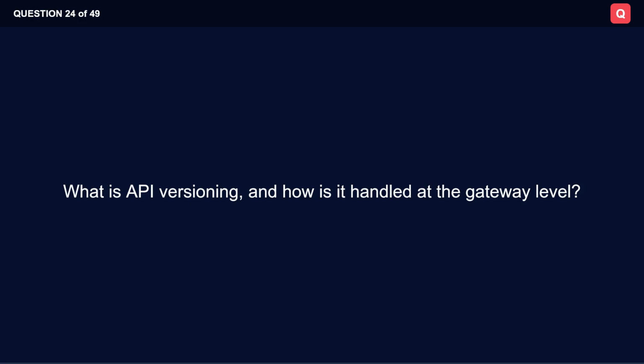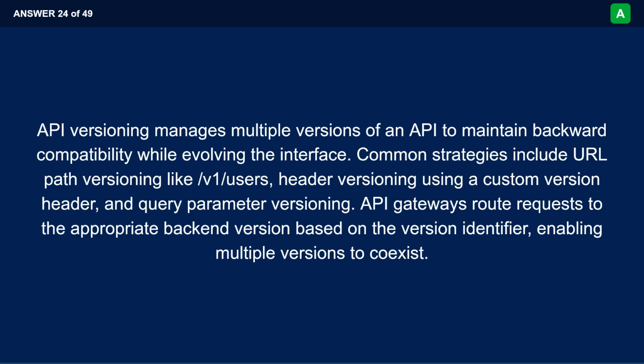What is API versioning, and how is it handled at the gateway level? API versioning manages multiple versions of an API to maintain backward compatibility while evolving the interface. Common strategies include URL path versioning like /v1/users, header versioning using a custom version header, and query parameter versioning. API gateways route requests to the appropriate backend version based on the version identifier, enabling multiple versions to coexist.